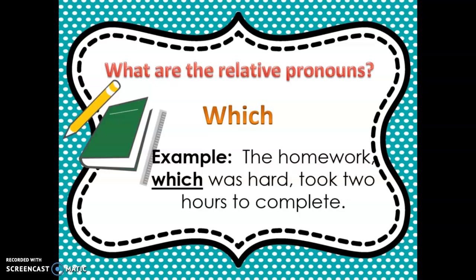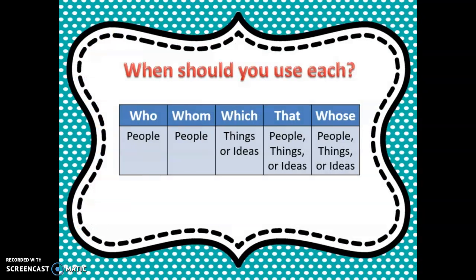And we have which. And your example is the homework, which was hard, took 2 hours to complete. So the which is the extra information about the homework. We could have said the homework took 2 hours to complete, but this is kind of giving you a little bit more information about why it took 2 hours to complete. It was hard. So they said which was hard. They're describing the homework.